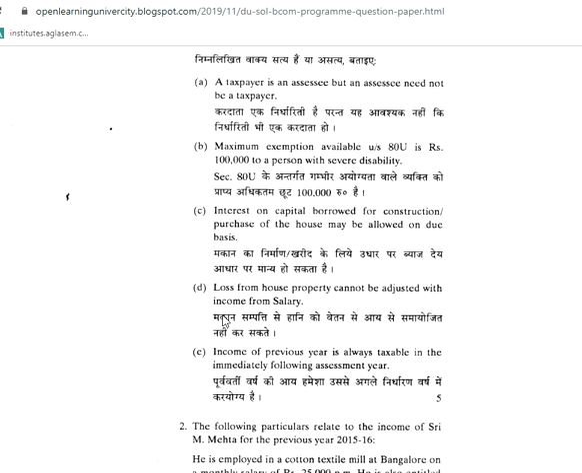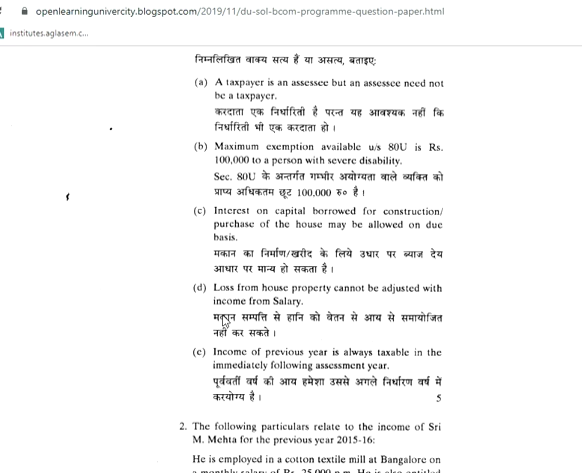Question number 1 is: indicate whether the following statements are true or false. There are five true or false statements, A, B, C, D, E. We have to give a reason and say either it is true or false. So we start from A: a taxpayer is an assessee, but an assessee need not be a taxpayer. You have to give the answer.